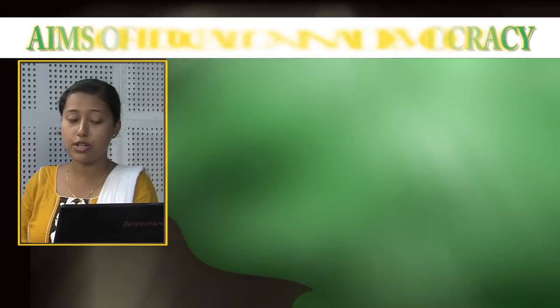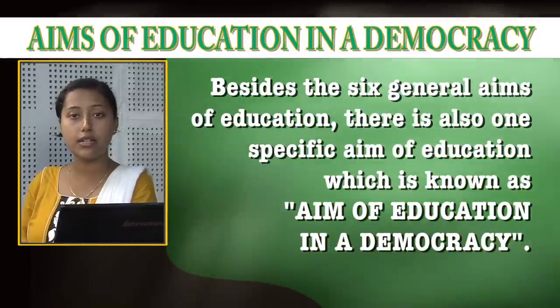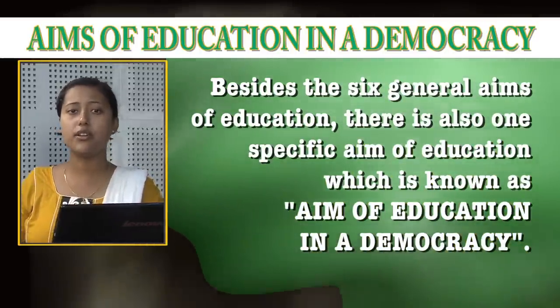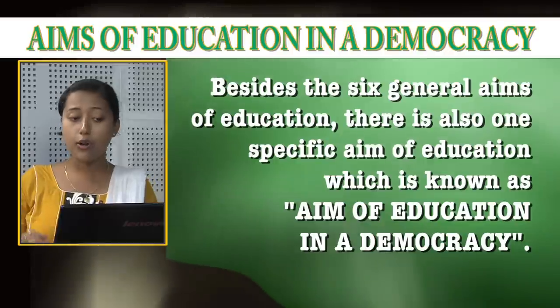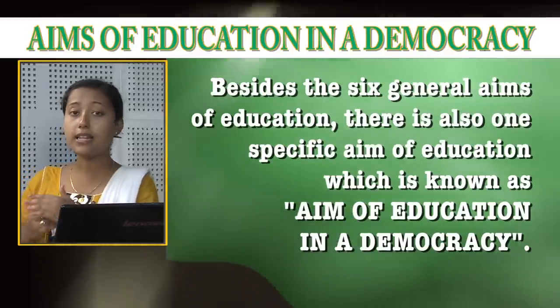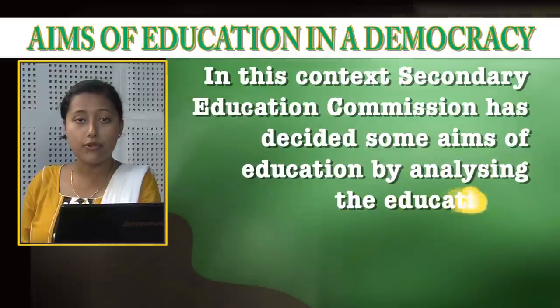Now, a specific aim of education in the present day, as we are the citizens of India, a democratic country, is very necessary. That specific aim is nothing but the aim of education in a democracy. That means how the education system of a democratic country should be provided to each and every citizen of India, and not only in India but all the other democratic countries. So how the education system should be, and what needs should be included in the curriculum for giving education in a democratic country.